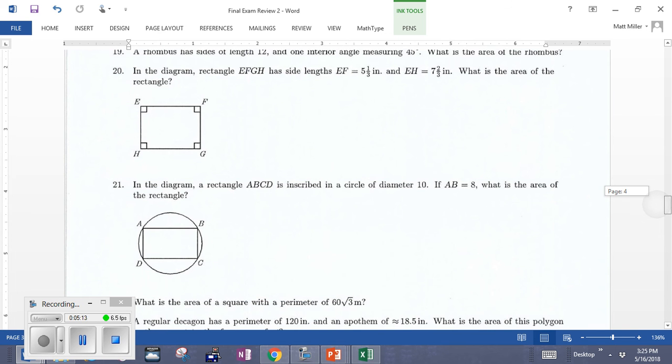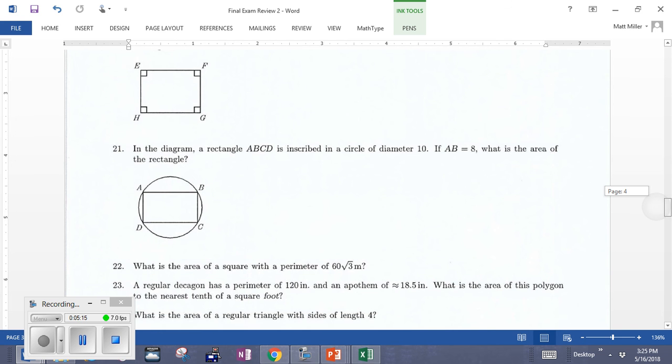Here, the rectangle is inscribed in a circle. What is the area of the rectangle? Okay, well, let's see. Take the information that they give us. They give us that the diameter is 10. The diameter is 10. Okay? And the AB is 8. I guess that's a 6, 8, 10. So it looks like the area of that rectangle is going to be 60. Okay?